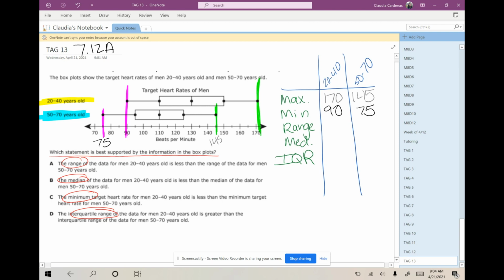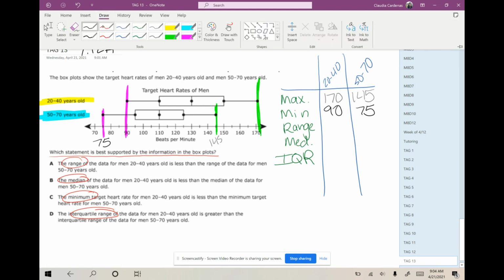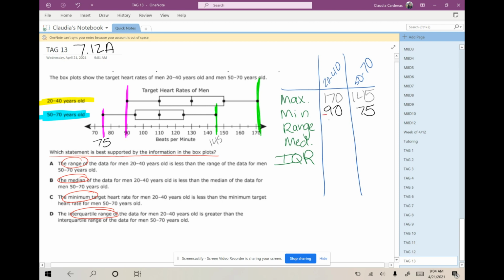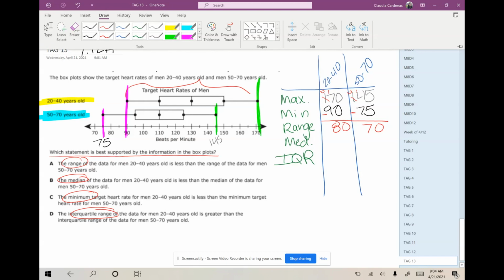Okay, so now that we have the max and the min, how do we find the range? Well, we have to then subtract to see what the range is for each box plot. So I see here it is a range of 80 for the 20 to 40-year-old. So from here to here is a range of 80. And then for the 50 to 70-year-olds, it's a range of 70. So it's a little bit smaller.